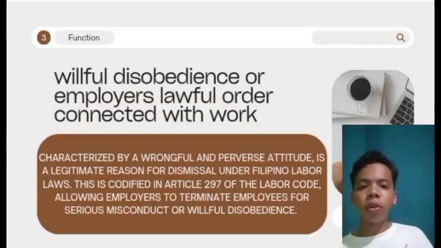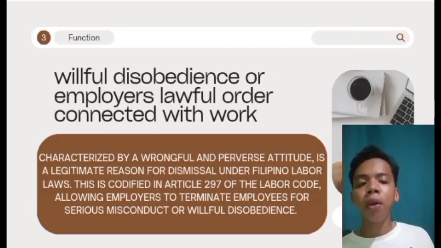Willful disobedience of the employer's lawful order connected with work, characterized by a wrongful and perverse attitude, is a legitimate reason for dismissal under Philippine labor law. This is codified in Article 297 of the Labor Code, allowing employers to terminate employees for serious misconduct or willful disobedience.